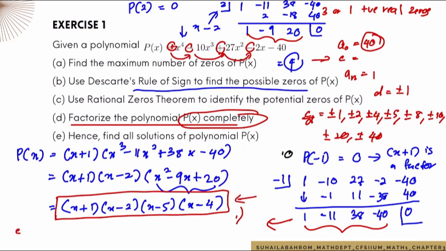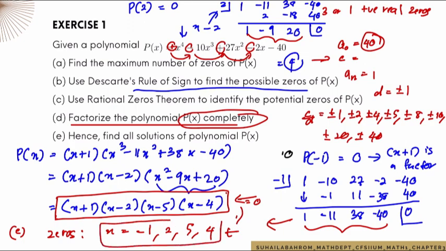And then for part E, they ask you to find all the solutions, meaning that the question asks you for the values of the zeros. So the solution, or the values of x. Our x is equal to what makes this polynomial become 0. So it is the values of negative 1, 2, 5, and 4. So these are all the solutions of this polynomial function.